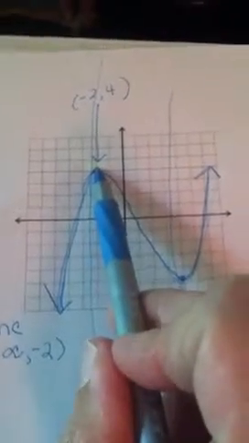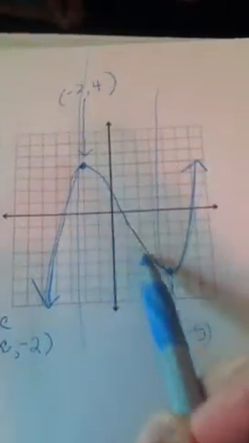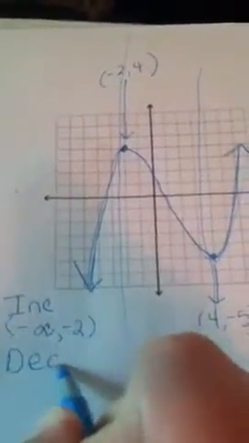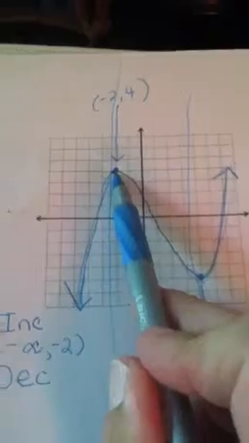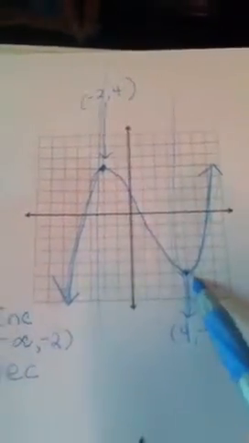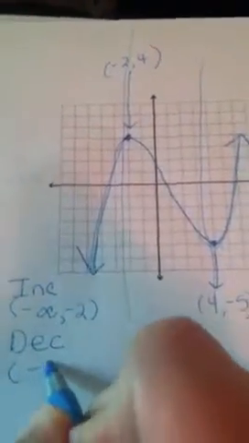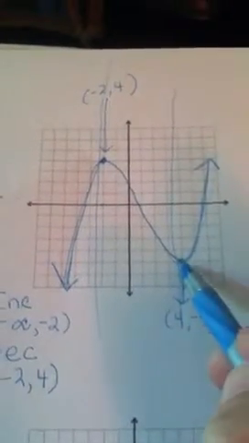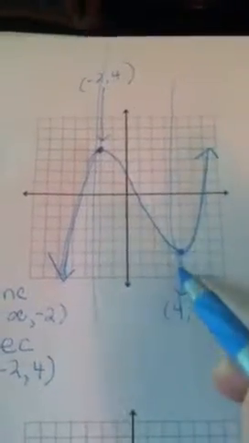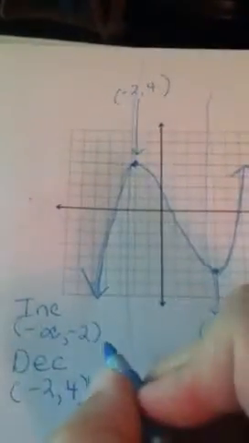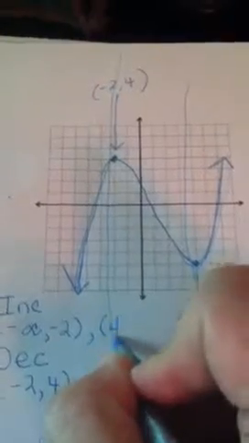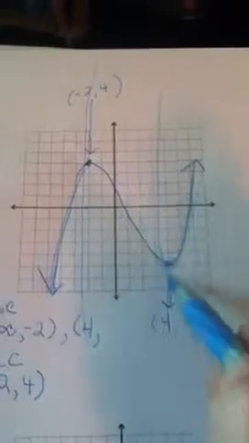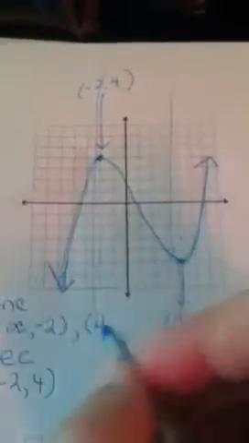And then our next interval is going down, so that's going to be a decreasing interval. You name it with your x values, -2 to 4. And then go to your next one, which is increasing. Talk about the x values, 4. And then notice the arrow, so it keeps going from 4 to +infinity.